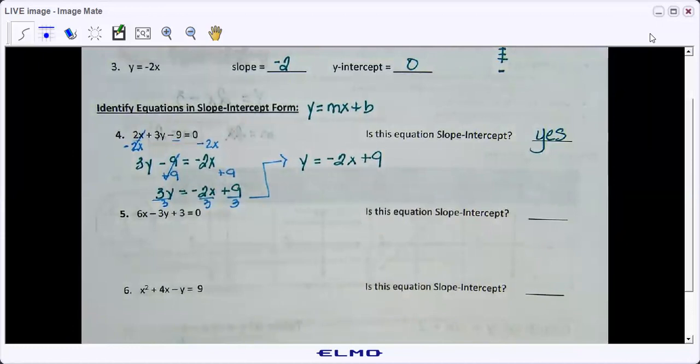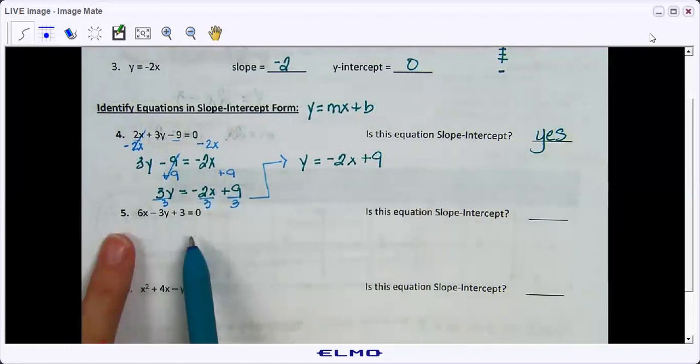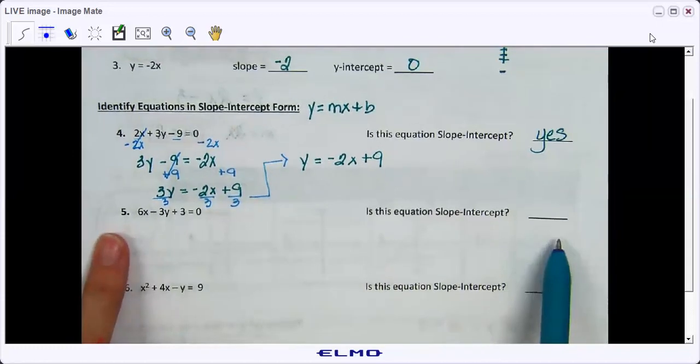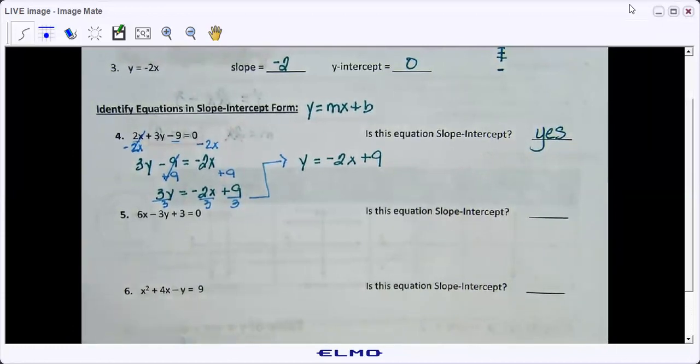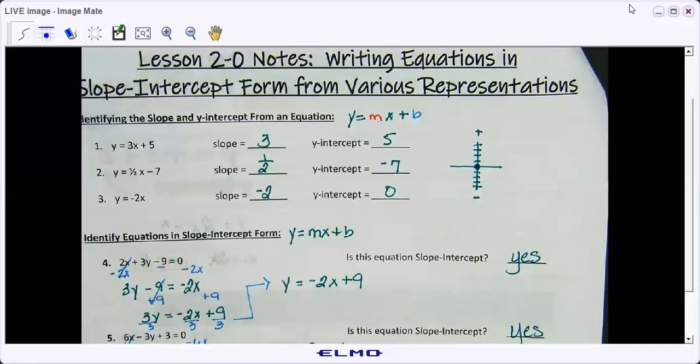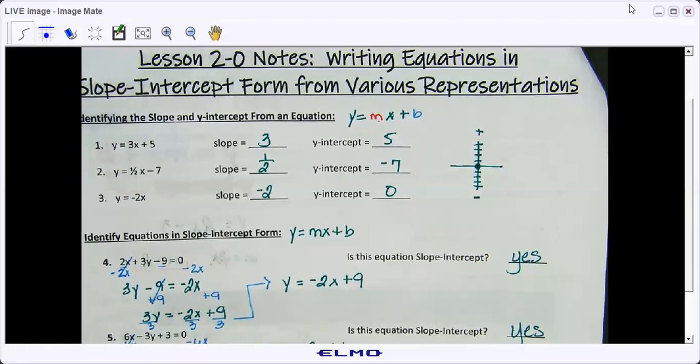All right. So I want you to look at number 5. I want you to rearrange it into slope-intercept and answer this question. I'm going to pause the video so you have a minute to do that, and I'm going to write my answer here so you can check it. If you need to pause the video because you haven't finished 5, go ahead and pause the video and then you can check your work.